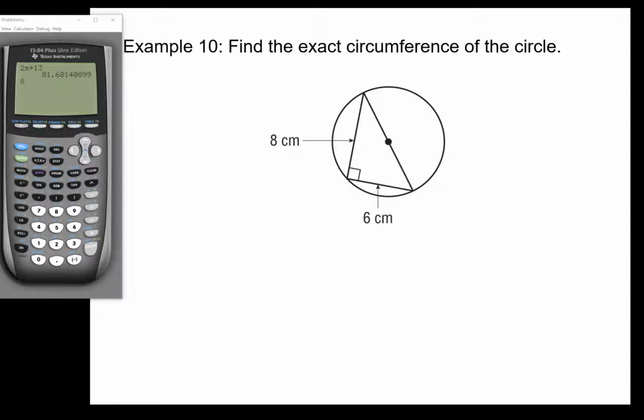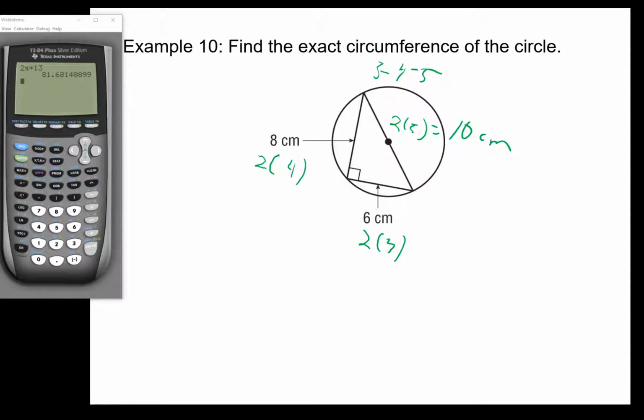All right, find the exact circumference of the circle. Here I've got a diameter, which is also the hypotenuse of my triangle. So I'm going to use a Pythagorean triple. You can use the Pythagorean theorem if you really want to do all that math, but I can see that this is 2 times 3, and this is 2 times 4, meaning that I've got a 3, 4, 5 Pythagorean triple, meaning that this one is going to be 2 times 5, which is 10 centimeters.